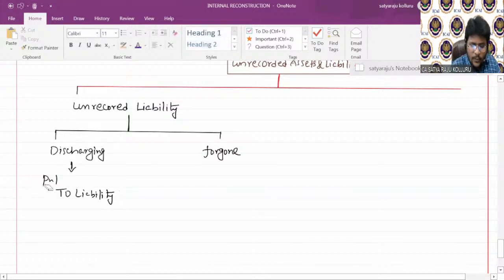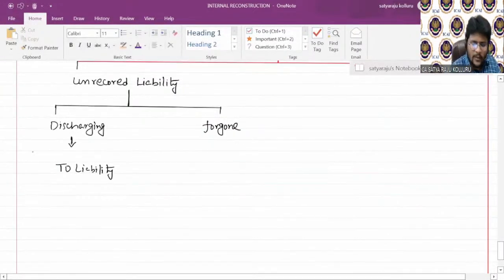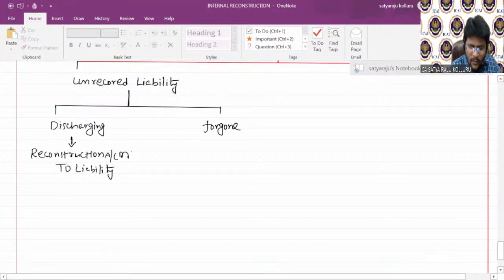But during the process of internal reconstruction, any profit or loss derived, we make it transfer to the reconstruction account only. So first, at the time of recording, the entry is reconstruction account debit to liability account. This is not a full and final entry, guys. Still the entry is there; just now we are recording. Let us assume the amount is 10 lakhs.